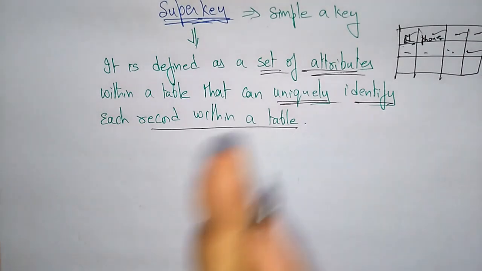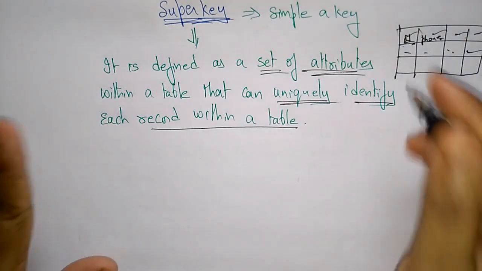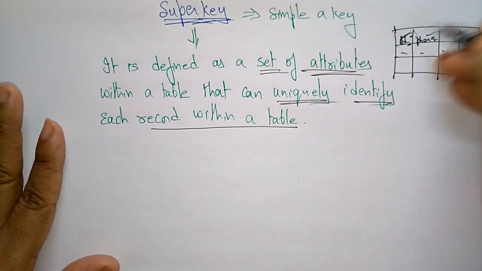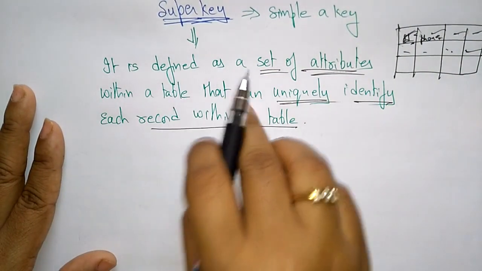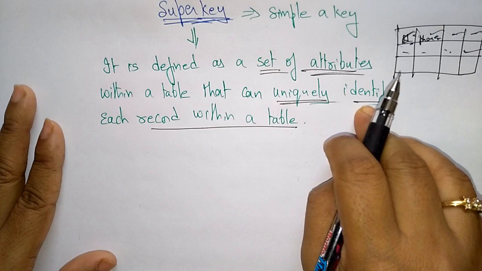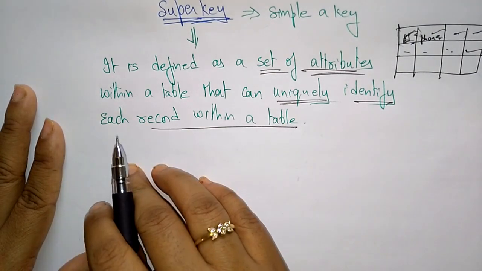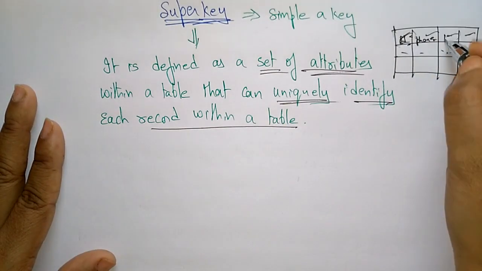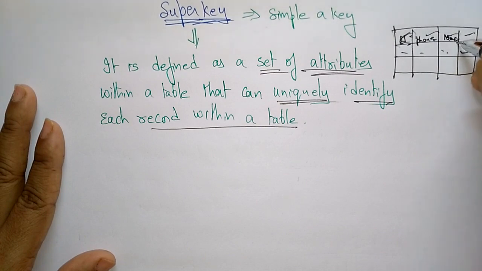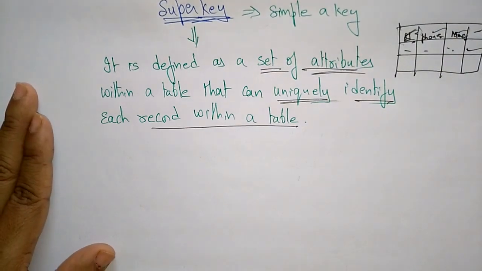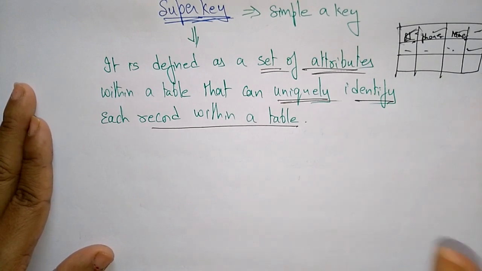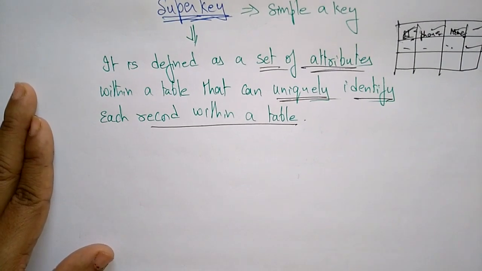Don't be confused. A super key is nothing but a key, any key. It may be a single key or a set of keys: a set of attributes within a table that can uniquely identify each record within a table. The name is not unique. The same name can be held by different people, so that is not a unique value.